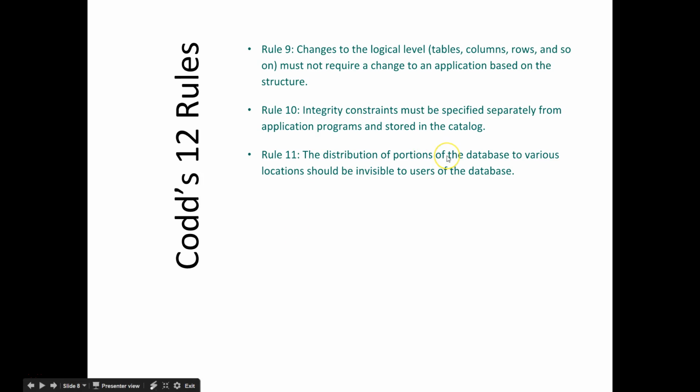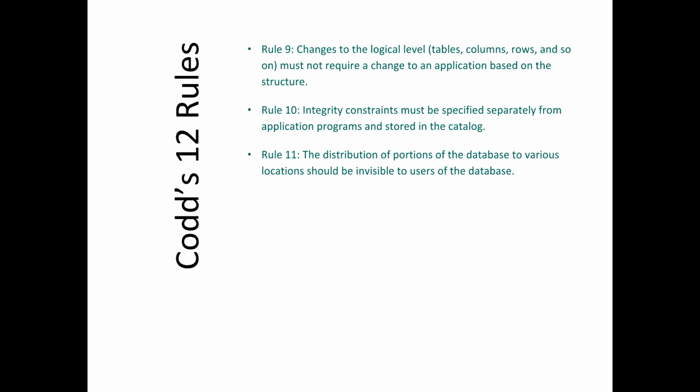Rule 10: integrity constraints must be specified separately from application programs and stored in the catalog. Okay, as I told earlier, if you have the list of countries in a table, and all the other tables that are storing the addresses should reference the countries only from this table, and this must be stored in the database, and this should never be in your application. This integrity enforcement should not come from your application, it should come from your database.